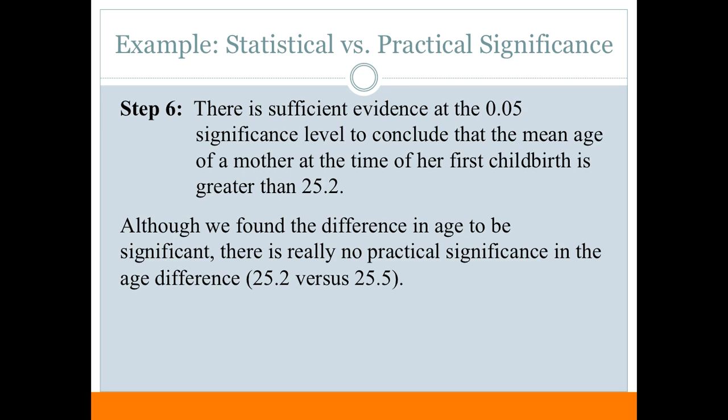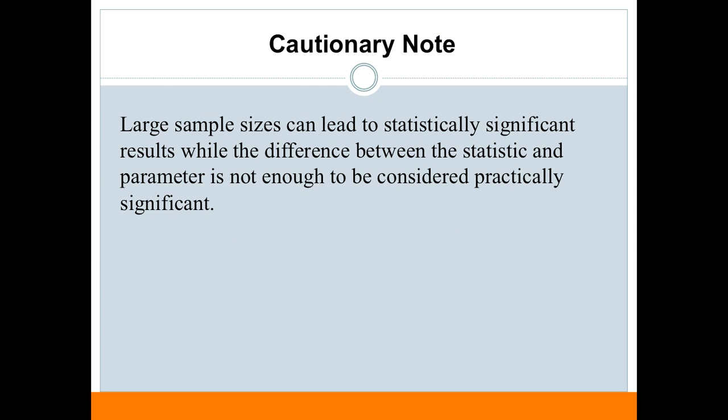Now, if you think about this conclusion, yes, it's statistically significant because we conducted a test and it indicated that was the case. But if you think about it, the difference between 25.2 years old and 25.5 years old really has no practical meaning. So in this case, although there is statistical significance, there isn't really any practical significance. So a cautionary note here is that large sample sizes can often lead to statistically significant results when the difference between the statistic and the parameter isn't enough to be considered practically significant.